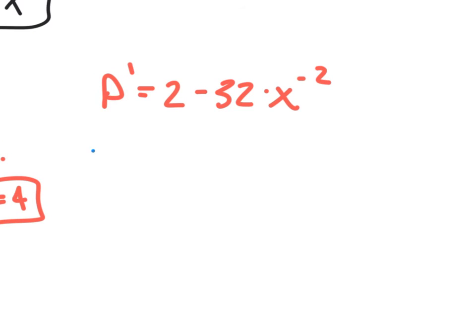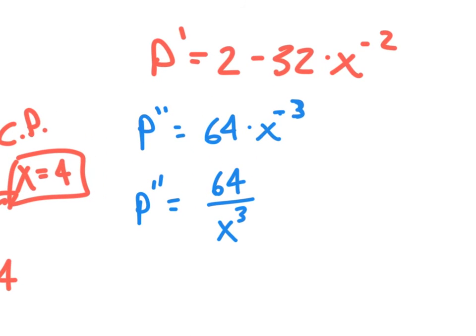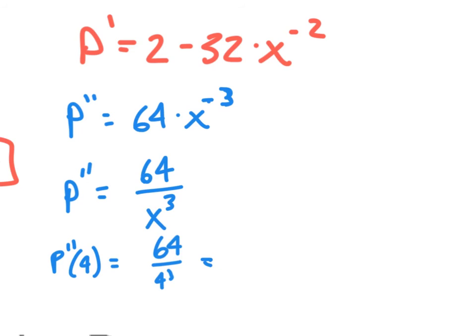If I find the second derivative, P double prime, then that's just going to give me positive 64 times x to the negative 3. And so what I can do now is take my second derivative, P double prime, which is 64 over x cubed, and I can plug in 4 into that. I can plug in this critical point here, so I'm going to find P double prime of 4, and what this shows me is that I get 64 over 4 cubed.